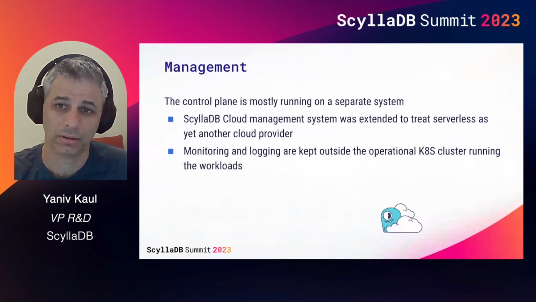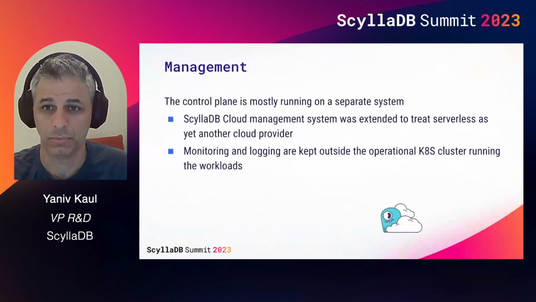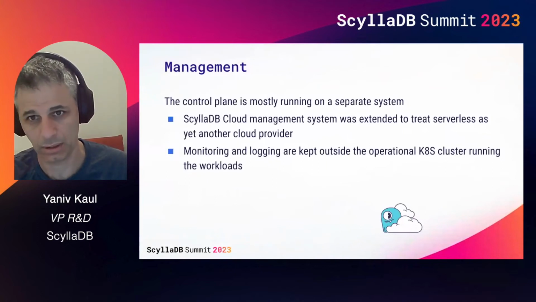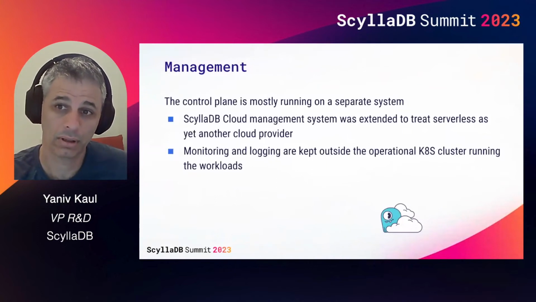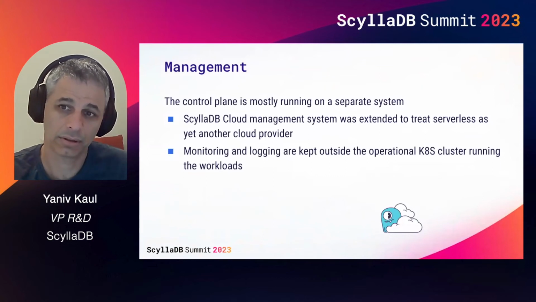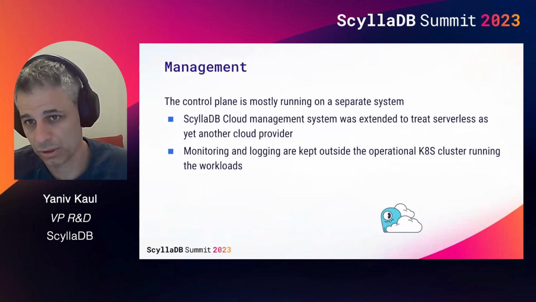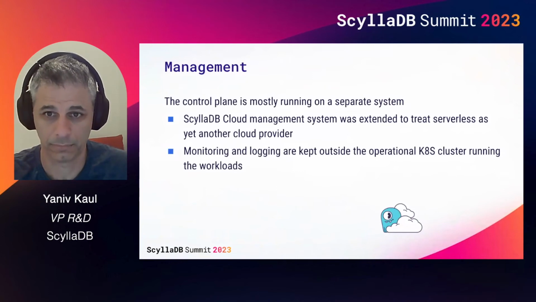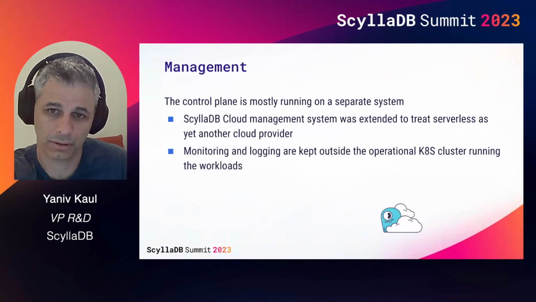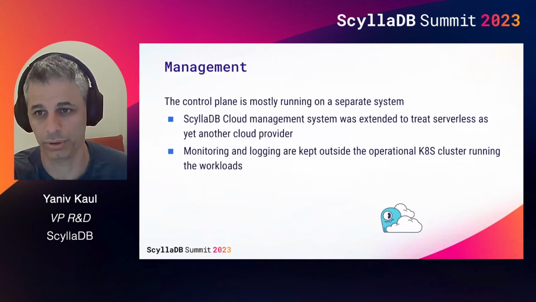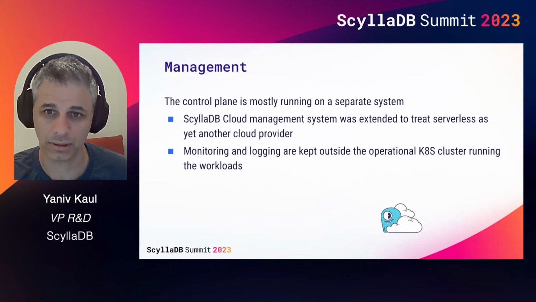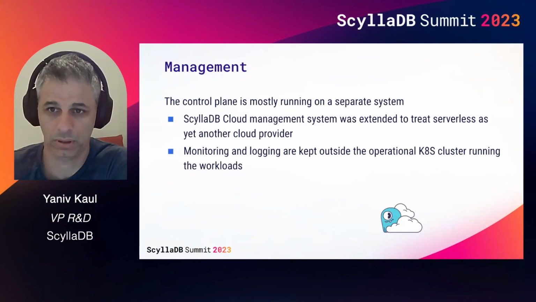As mentioned earlier, ScyllaDB Cloud Management System already supports multiple cloud providers, including Amazon with Scylla AWS account or bring your own account, as well as Google Cloud Platform. So extending it by treating serverless as just another cloud flavor was a natural fit for the architecture for us. We do run multiple Kubernetes clusters. We separate infrastructure services used for management, monitoring, and alerting to a separate Kubernetes cluster than the one that is running the workloads themselves.